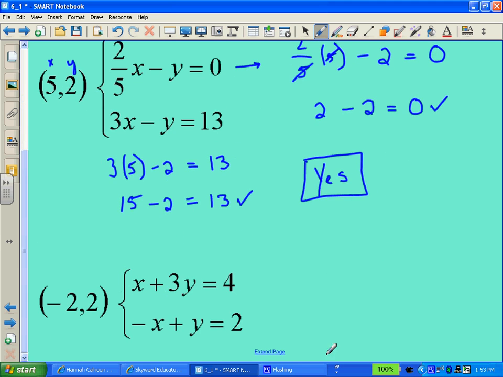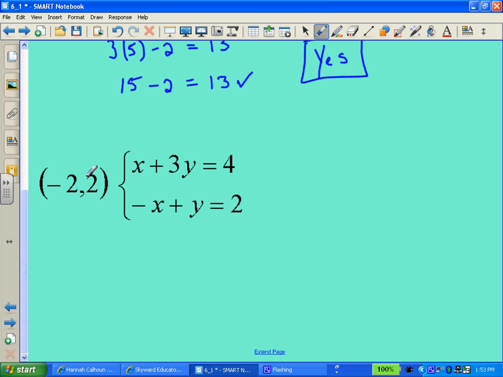So let's look at another example here. So once again, I'm going to take these values that I'm given, x and y, and plug them into my equation. So I got negative 2 plus 3 times 2 equals 4. So negative 2 plus 6 equals 4. And negative 2 plus 6 is in fact 4, so it works in my first equation.